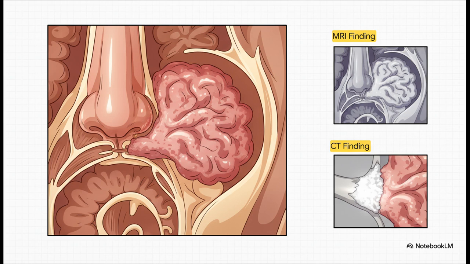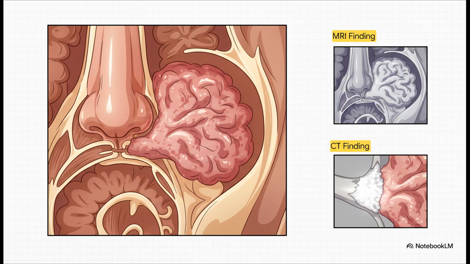It's got some classic features, for sure. It usually grows from the lateral wall of the nasal cavity. On MRI, it creates this very unique, convoluted pattern that we call cerebriform. It literally looks like the surface of a brain. And on CT, you can sometimes see a little spot of thickened bone right where it started.